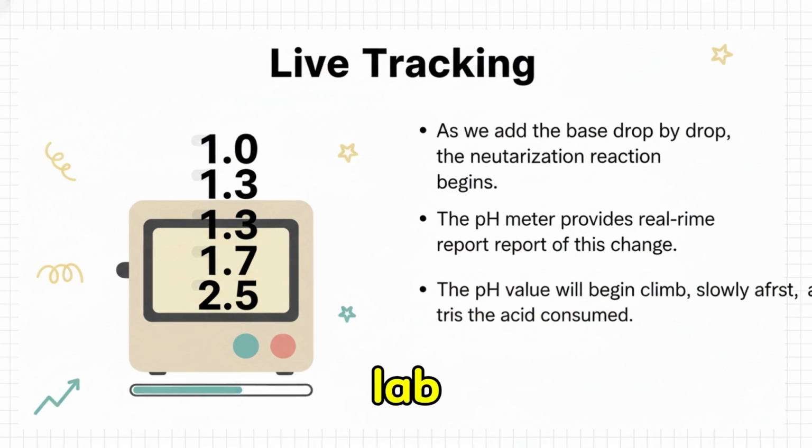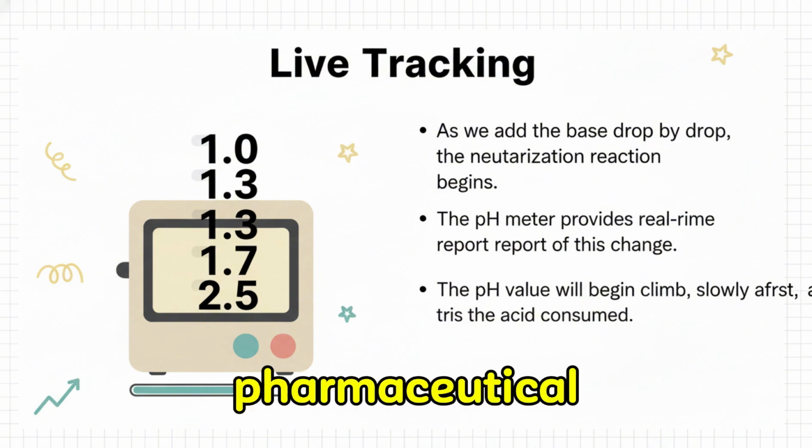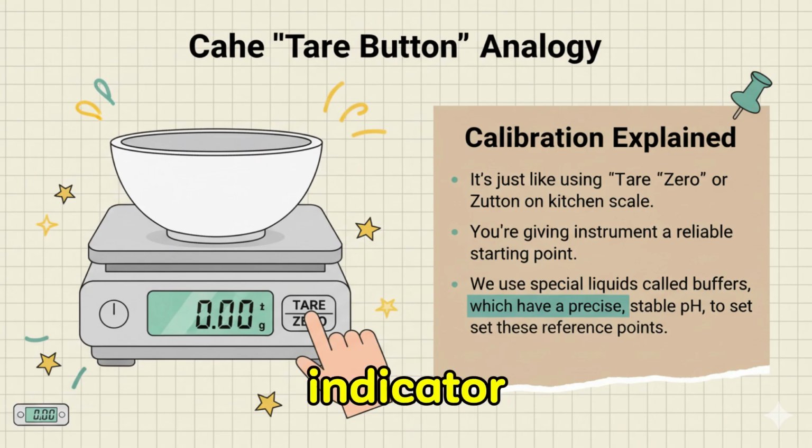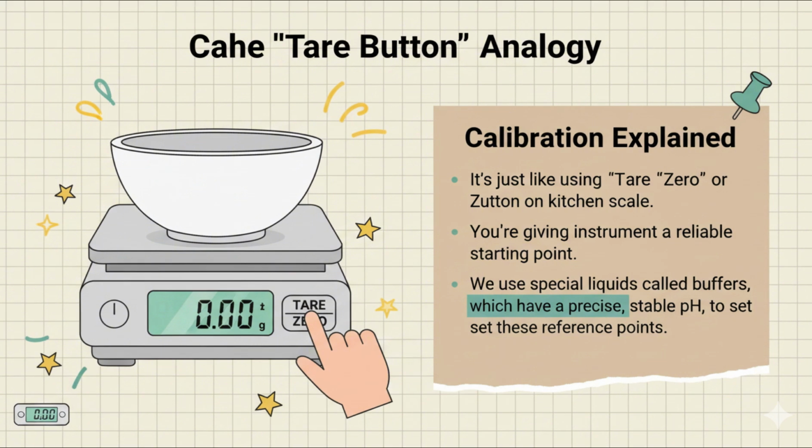This isn't just a lab experiment. This is the gold standard for quality control in the pharmaceutical industry. When a company manufactures an acidic drug like aspirin, they use pH-metric titration to confirm its purity and concentration with absolute certainty. You can't use a simple color-changing indicator for that level of precision.